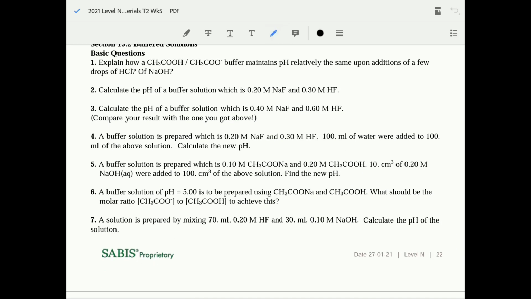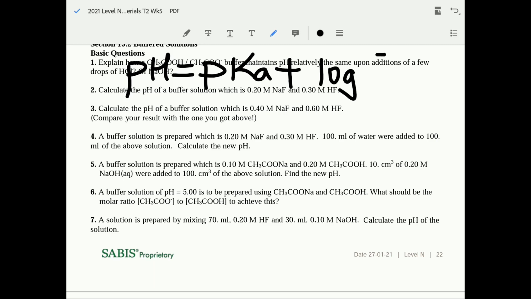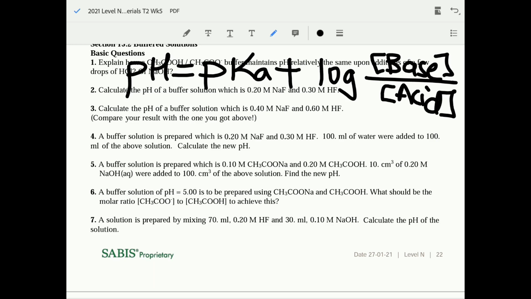Alright, so calculate the pH of a buffer solution that's 0.2 molar of NaF and 0.3 molar of HF. Alright, so we should know that we should use the Henderson equation, which is pH equals pKa plus log of base over acid. So we'll just get the pKa and then we continue. I'll give you guys a few seconds and then we'll check together.